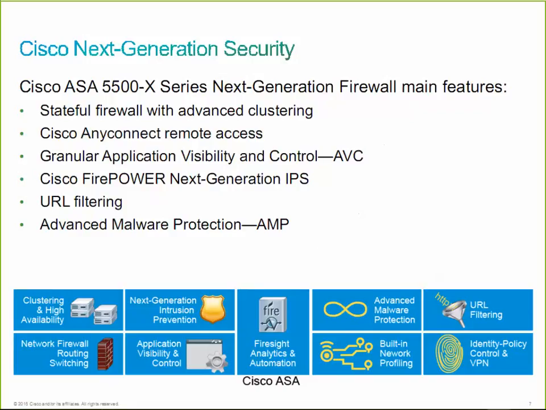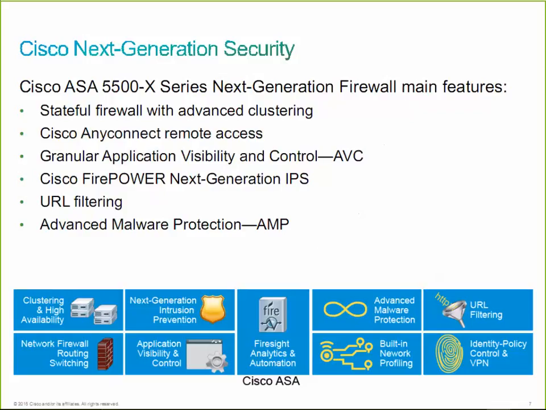The ASA, for example, the next generation firewall, of course does what it's always done, which is stateful firewalling and advanced clustering. That's kind of been a staple of the ASA platform. And of course, it also allows for remote access through the use of the Cisco AnyConnect client. But it also has AVC, application visibility and control. It supports over 3,000 application layer and risk-based controls specifically for applications.